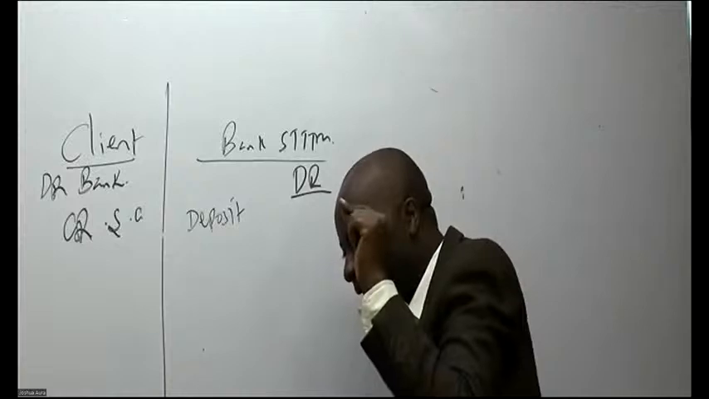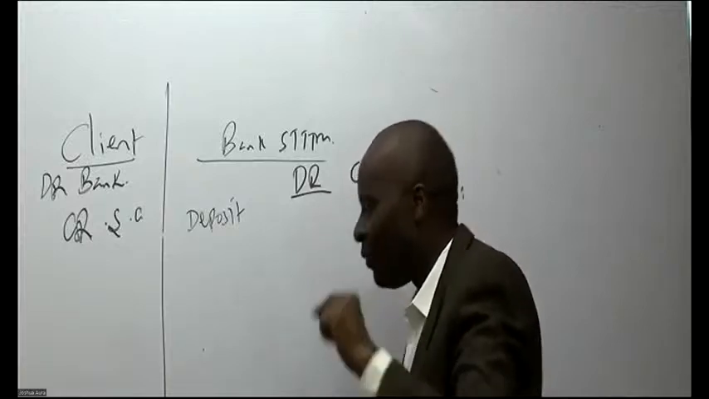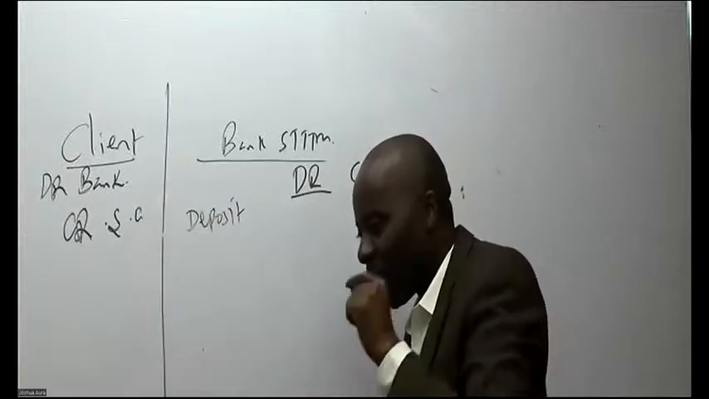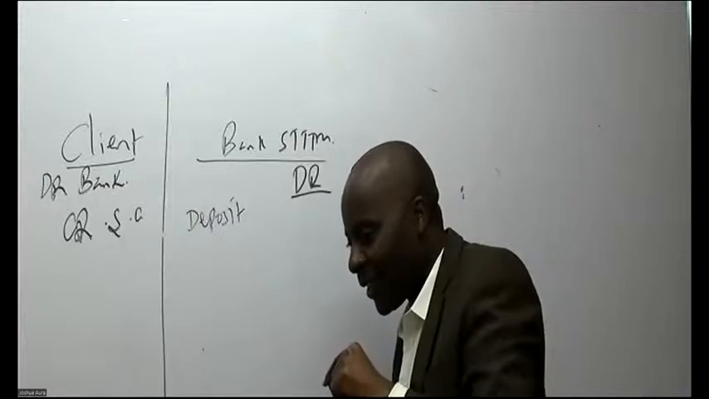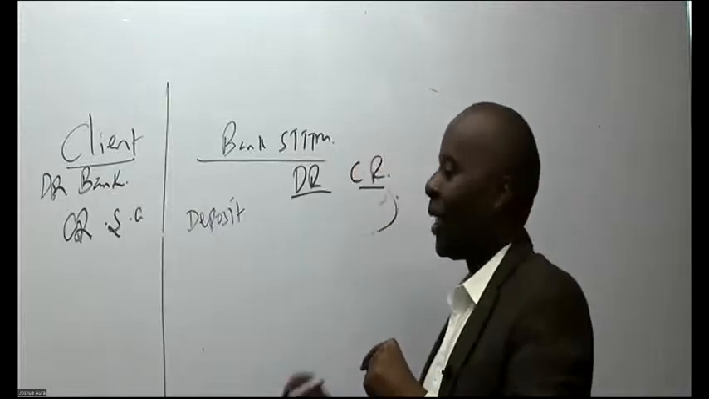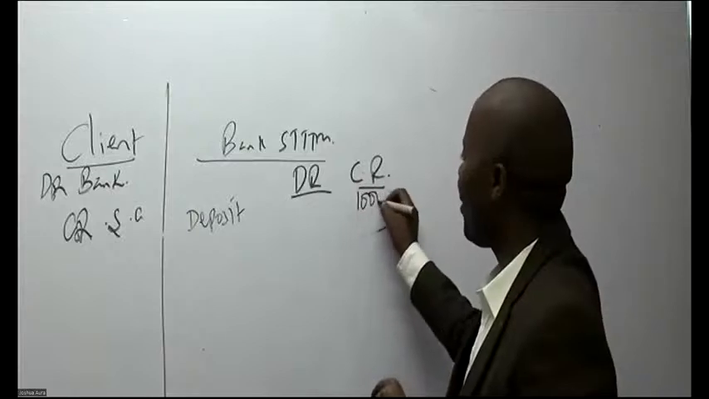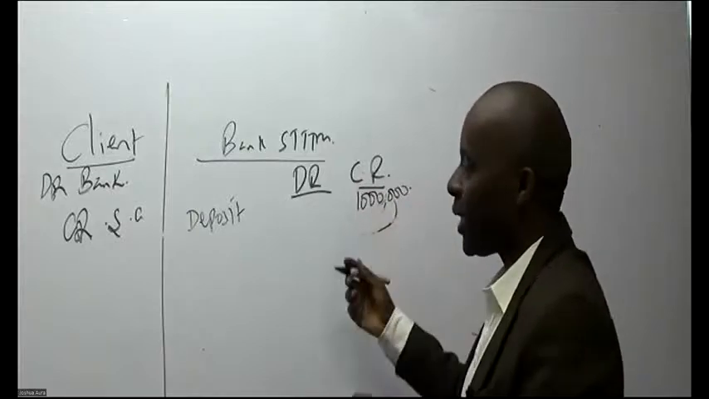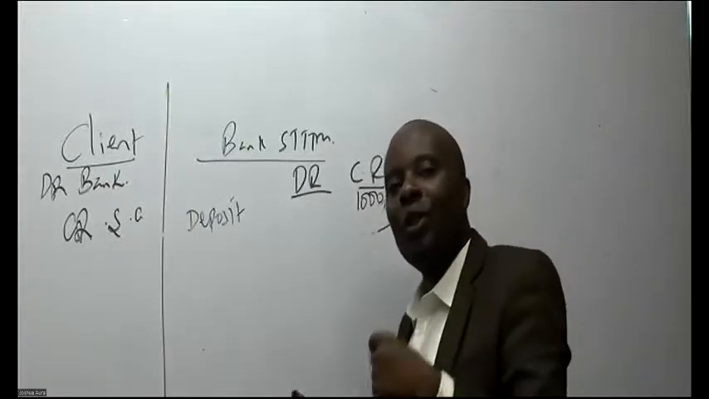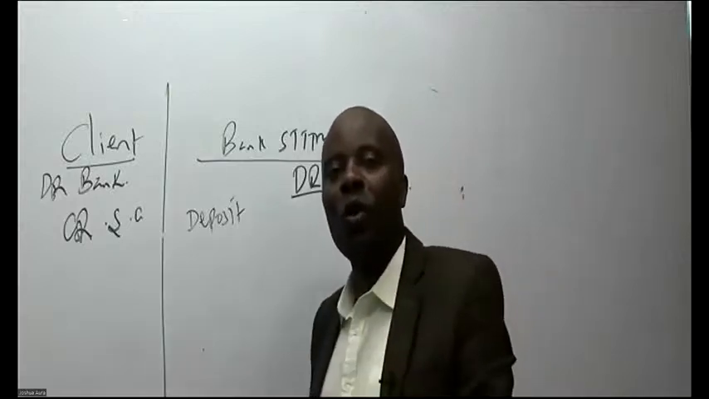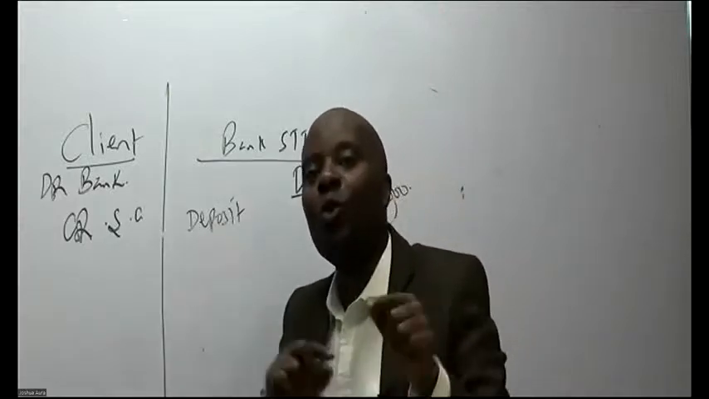Where will the bank place that 1 million that I've taken to them? On the debit or credit? Credit side, yes. So they'll say a deposit, for example, deposit by this and this, with the dates, etc. When you make withdrawals, their liability to you reduces.